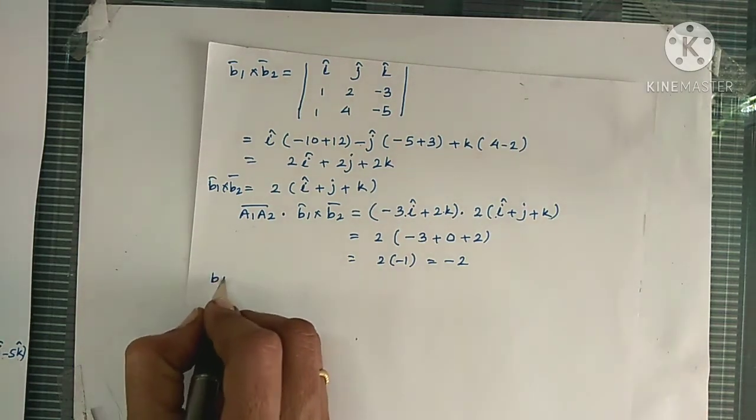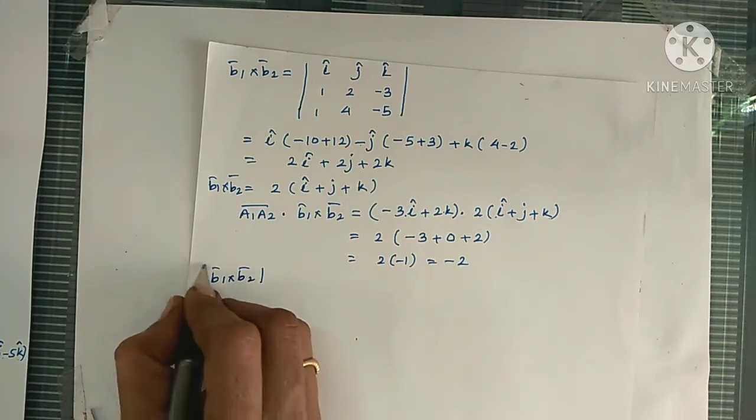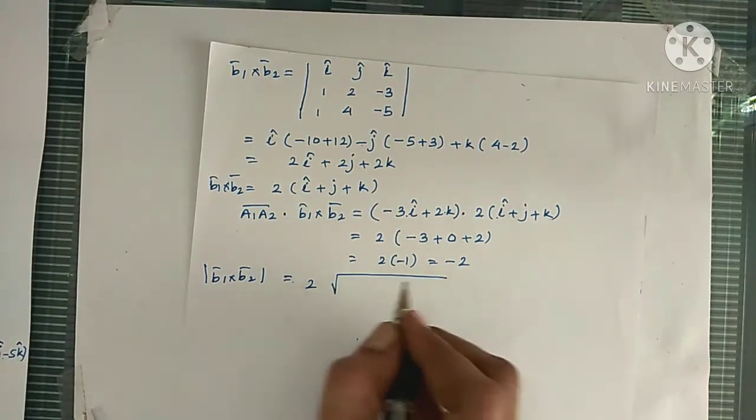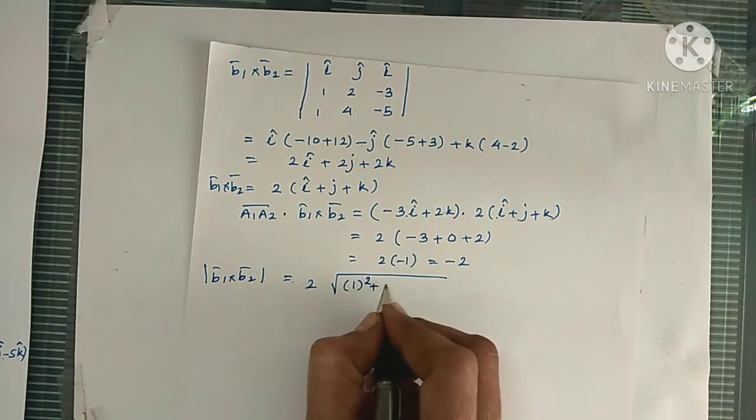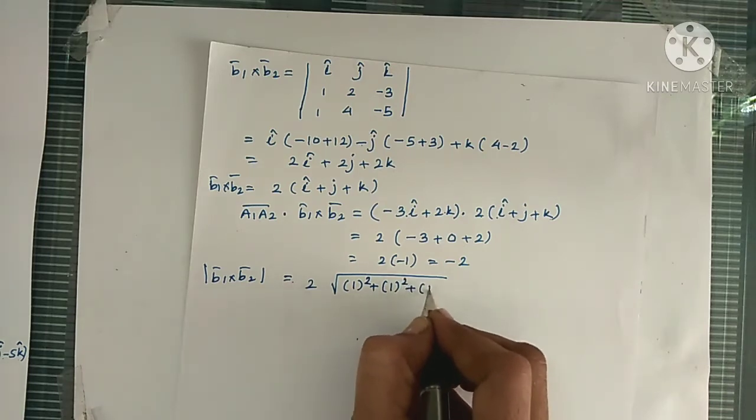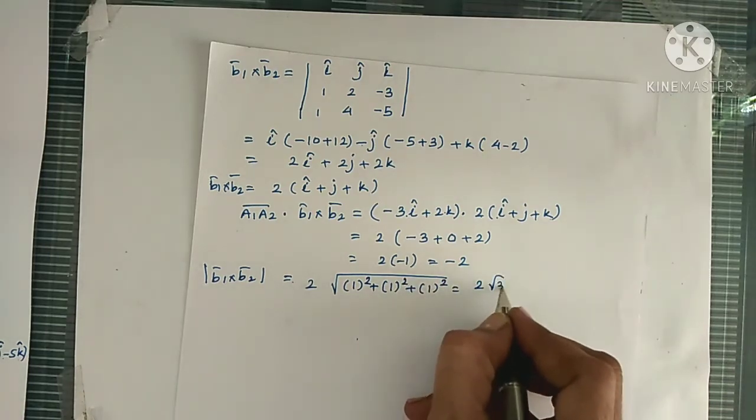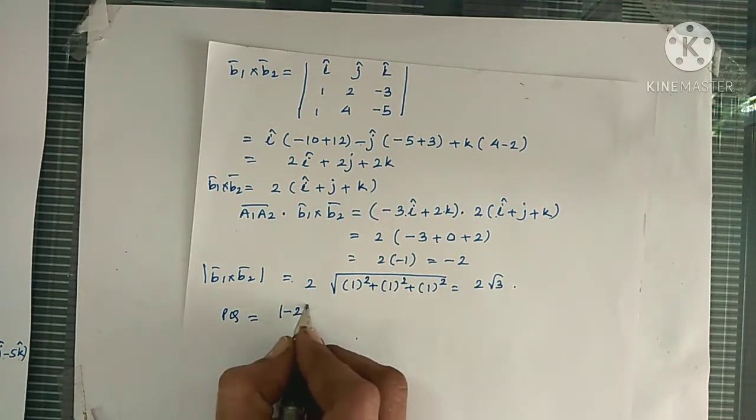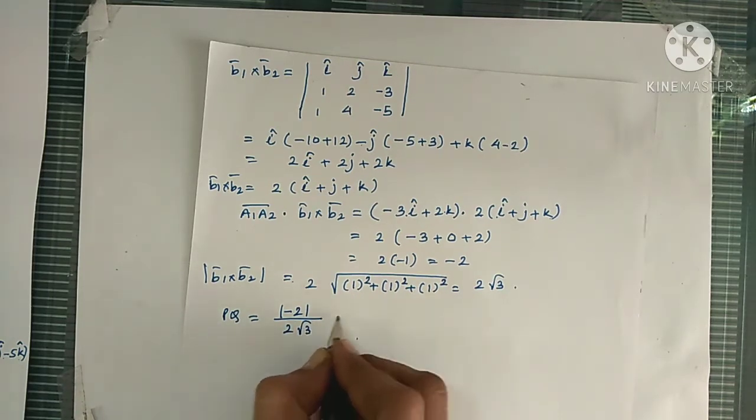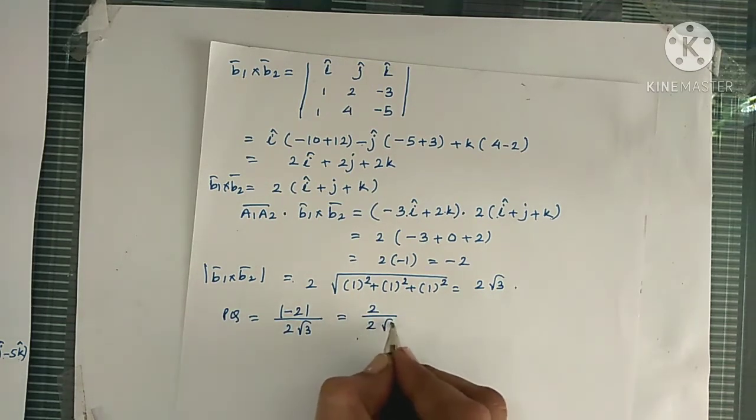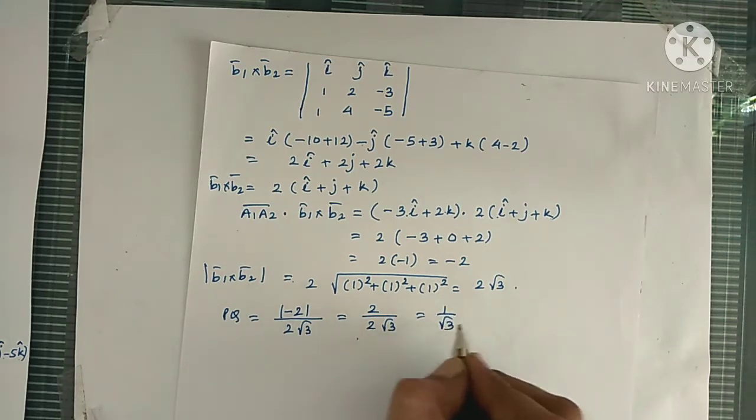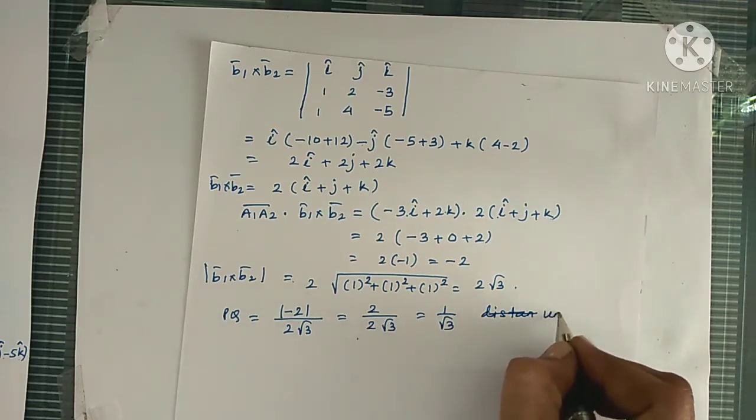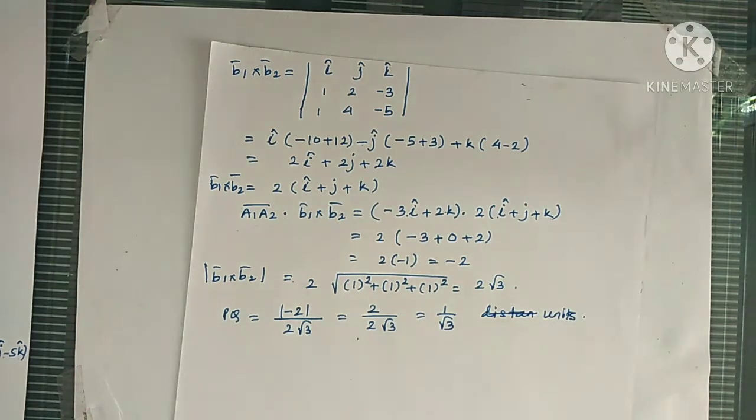Now the denominator is modulus of B1 bar cross B2 bar. We have taken 2 common, so let's write it as it is. Then coefficients of i, j, k in B1 bar cross B2 bar are all 1, so this becomes 2 root 3. So distance PQ is equal to modulus of minus 2 upon modulus of B1 bar cross B2 bar, that is 2 root 3. We can cancel that 2. So this is 1 by root 3. Okay, I have written the distance, that distance is 1 by root 3 units.